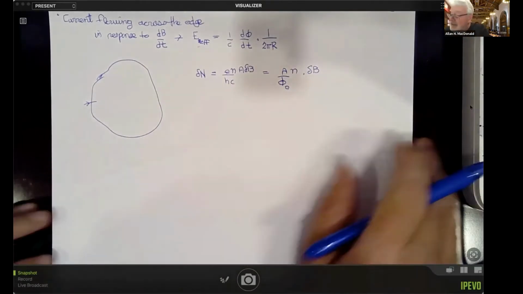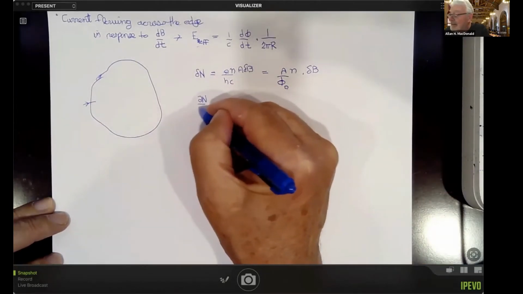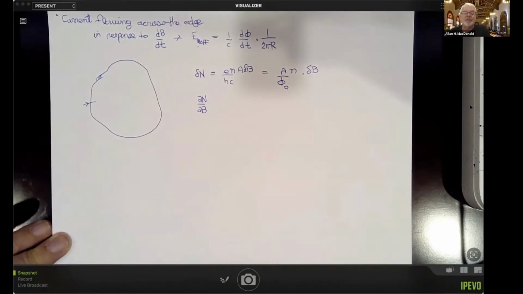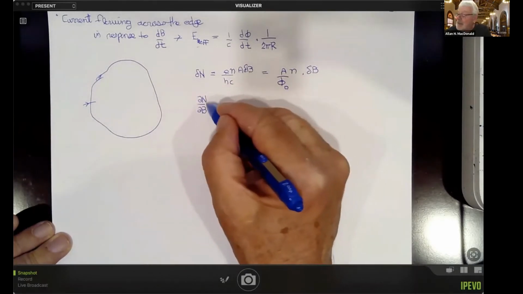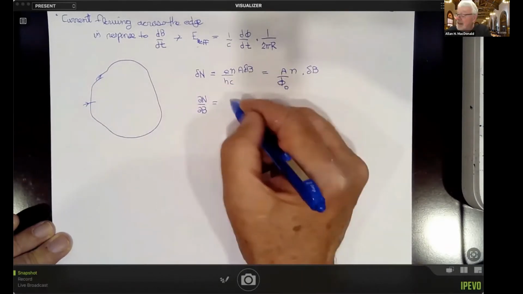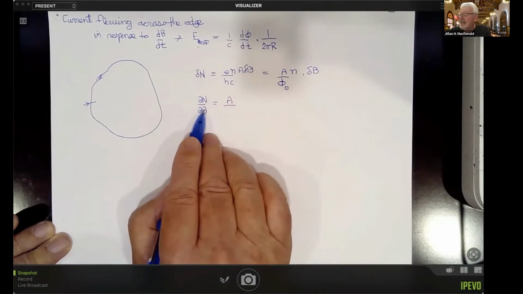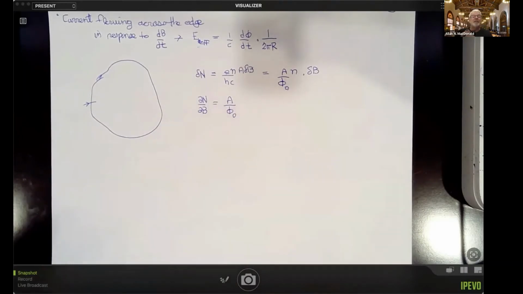So if I have the two-dimensional insulator that's in a quantum anomalous Hall state, I'm going to assume N is 1 just to be lazy, then dN/dB is proportional to area. So the derivative of density with respect to field is just 1 over magnetic flux quantum.